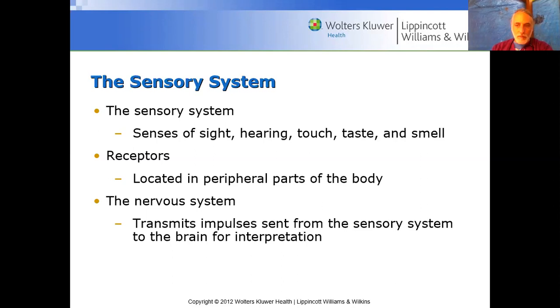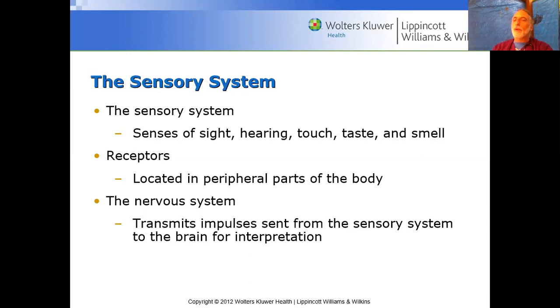For the patient or humanity in general, the 5 senses all play an important part in our interactions with the rest of the world. So a bit more of a breakdown here.